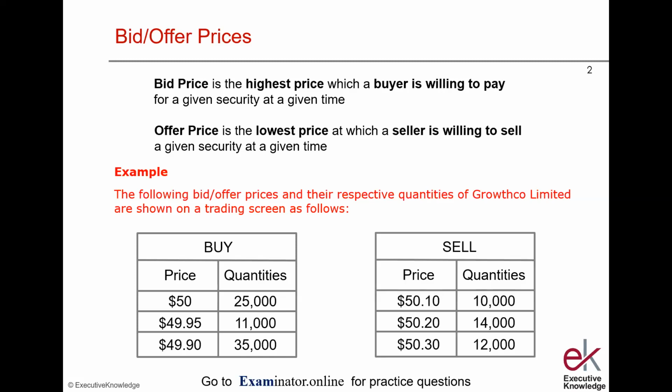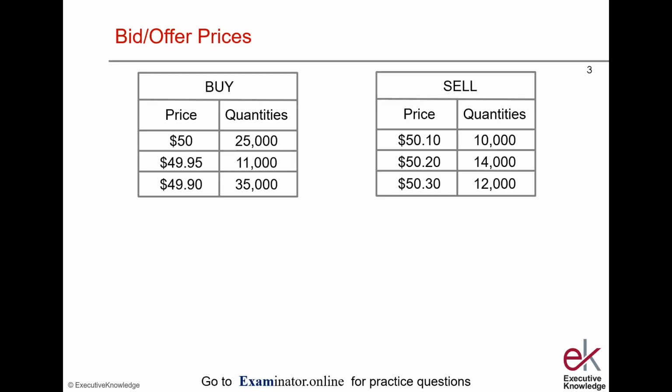If we look at the sell prices, at $50.30, 12,000 shares are up for sale. At $50.20, 14,000 shares, and at $50.10, 10,000 shares are up for sale. Now, the offer price is $50.10 because that's the lowest price at which sellers are willing to sell. Let's look at a couple of transactions.